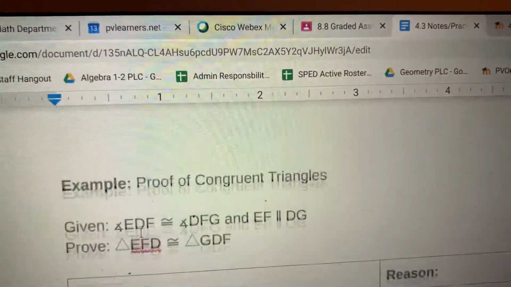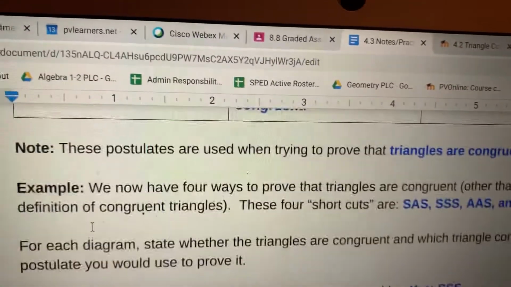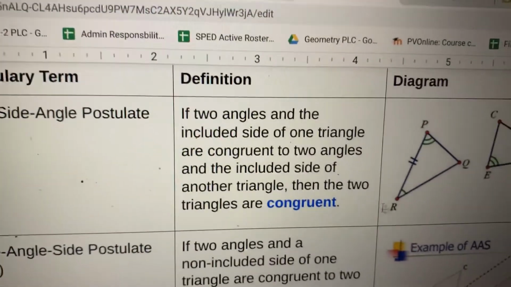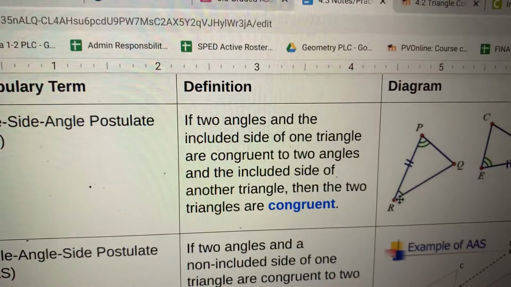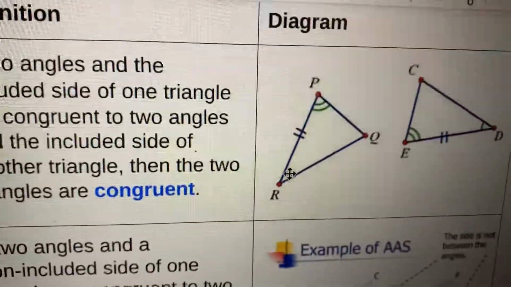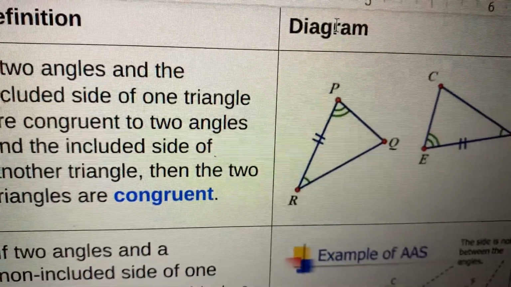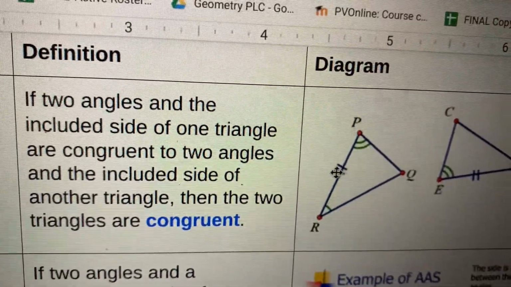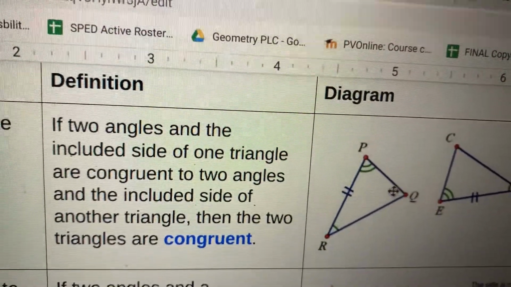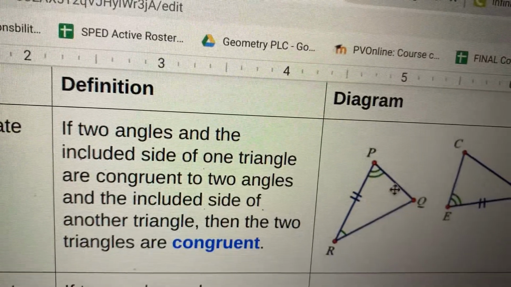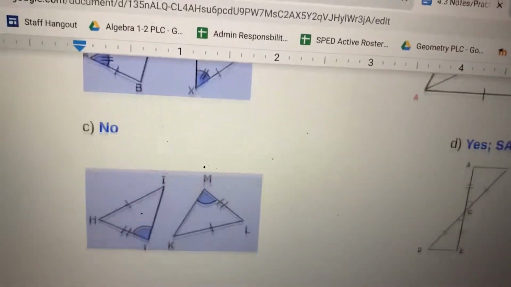So what that means, here's an example. So we want ASA all the way up here. So what side must we have? It's the included side. So if we have an angle here and an angle here, it has to be the side that is in between them, okay? So if I had like P and Q, those two angles, we would have to have this side here, the side that goes in between the two angles. So it's considered the included side.